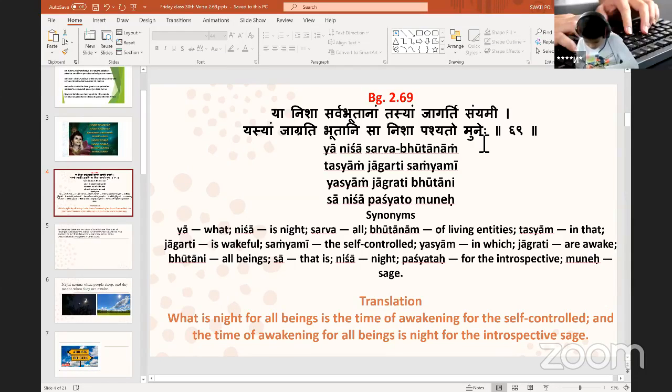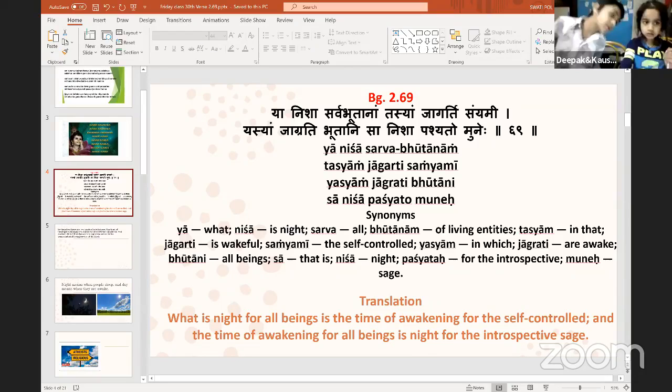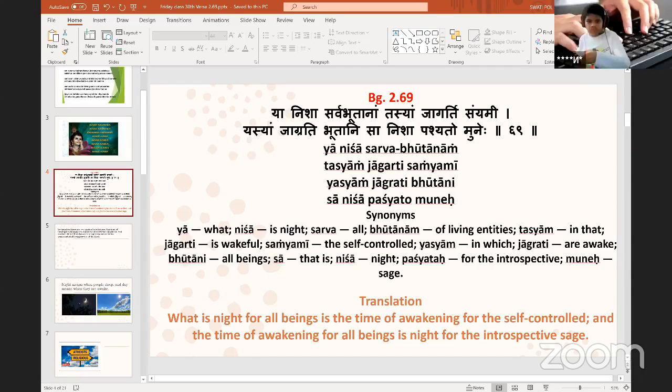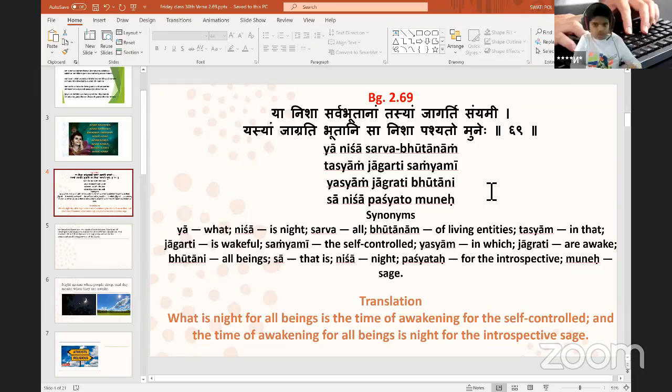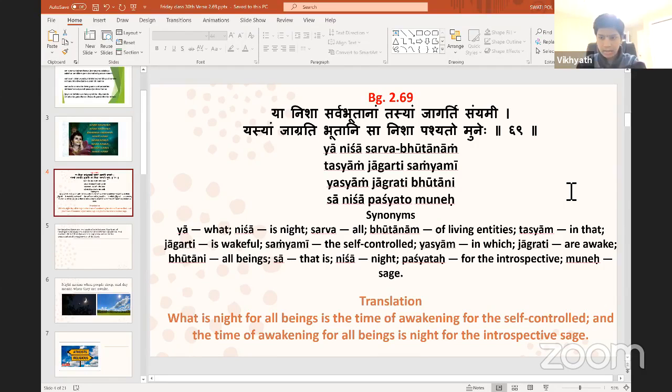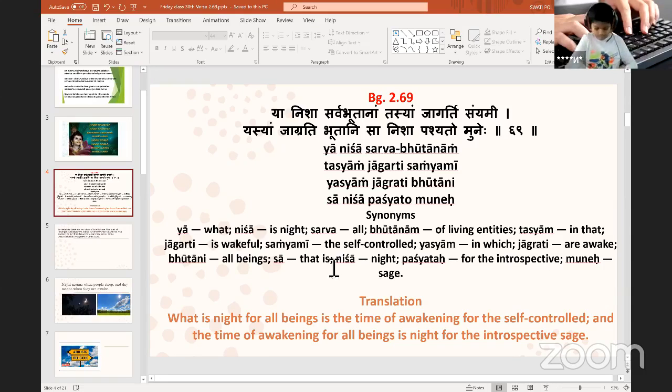Yasyam: in which. Sa: that. Muneh: sage. Bhutanam: of living entities. See, the meanings and the words are right over here, so you can look into it and then tell me.